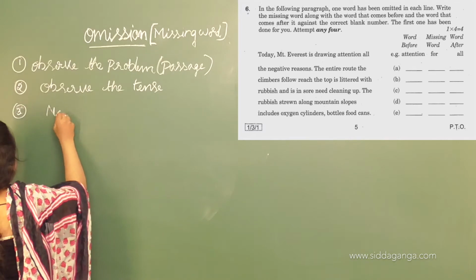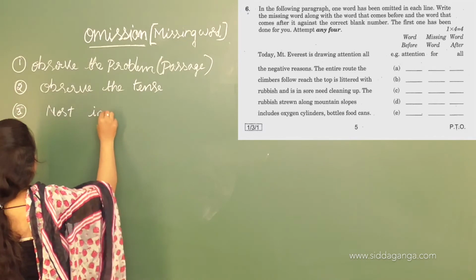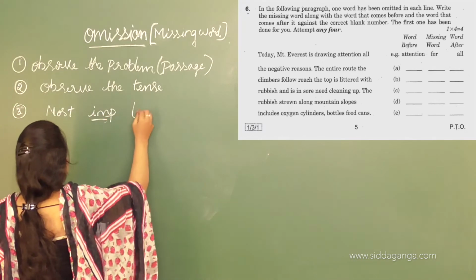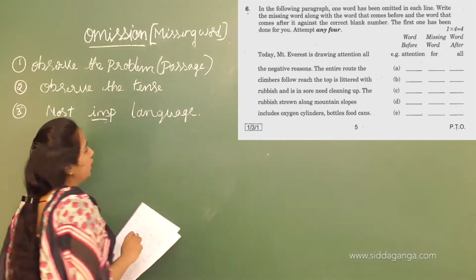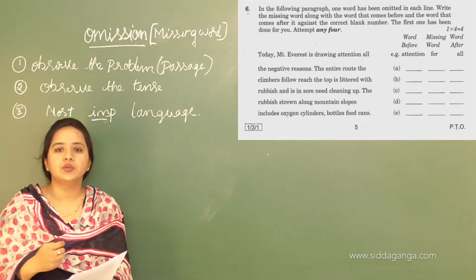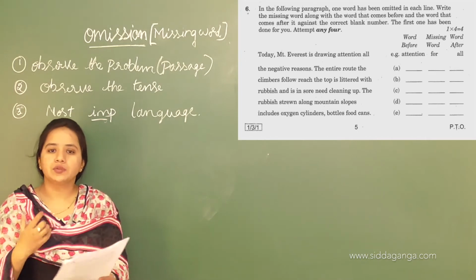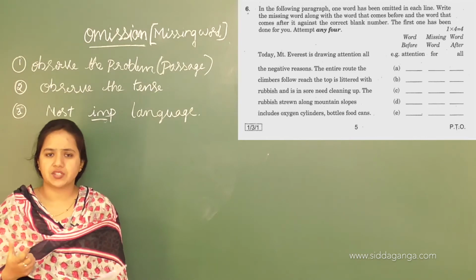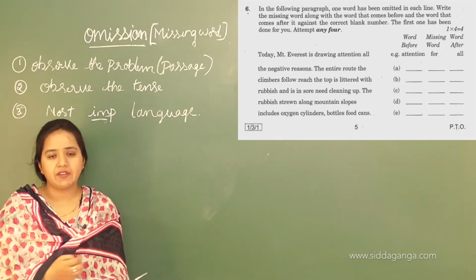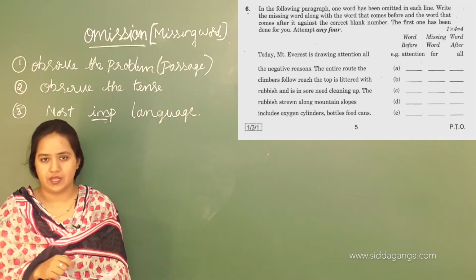The most important thing is language. Language is very important. You should know all the rules, the methods, and the structures related to the English language. You should know it well.